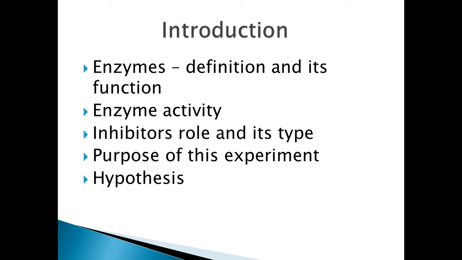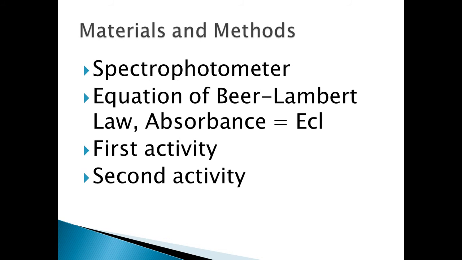Materials and methods. A spectrophotometer was used to measure the amount of light absorbed, which indicates the concentration of product formed by the phosphatase enzyme. By the Beer-Lambert law, absorbance equals ECL, where E is the extinction coefficient, C is the concentration, and L is the light path length. The amount of color change over time can be measured, which is also the amount of phosphatase activity.